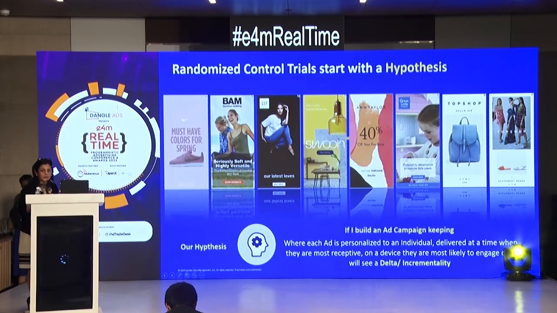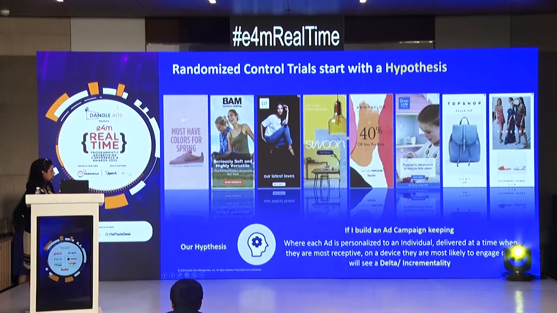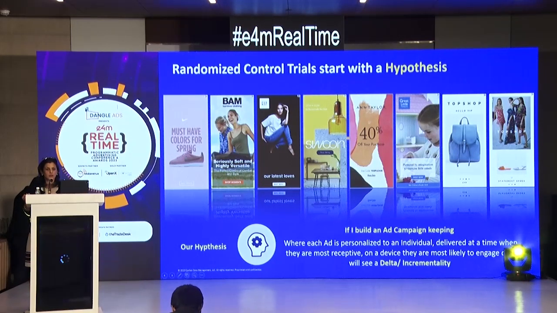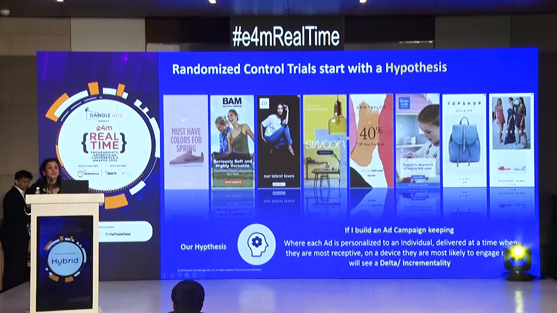So in our case, the hypothesis, whenever Epsilon works with a client, is if we build a campaign where each ad is personalized to an individual, keeping that individual in mind, delivered at a time when they're most likely to respond, on a device that they're most likely to engage on, we will see a delta. That is our hypothesis. And sometimes our control test environments prove that there isn't a significant incremental uplift, the number that you saw for Mama Earth of 30.5%, right? But more often than not, you do see a delta.